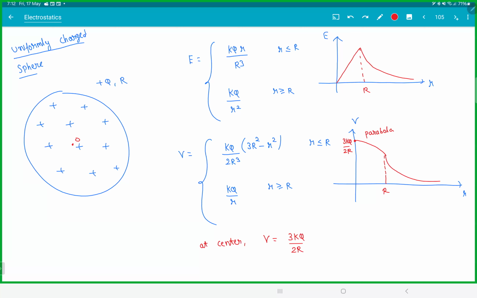So is the graph differentiable at x equal to R? Yes, it is differentiable here. It's the same value, no? Potential is differentiable. The same value doesn't mean it's always differentiable, but here it is a continuous function. Later we'll see, we write E is dV by dr. So E exists, so V should be a continuous function. Now this is not in Mains, that Advanced will take care of it.